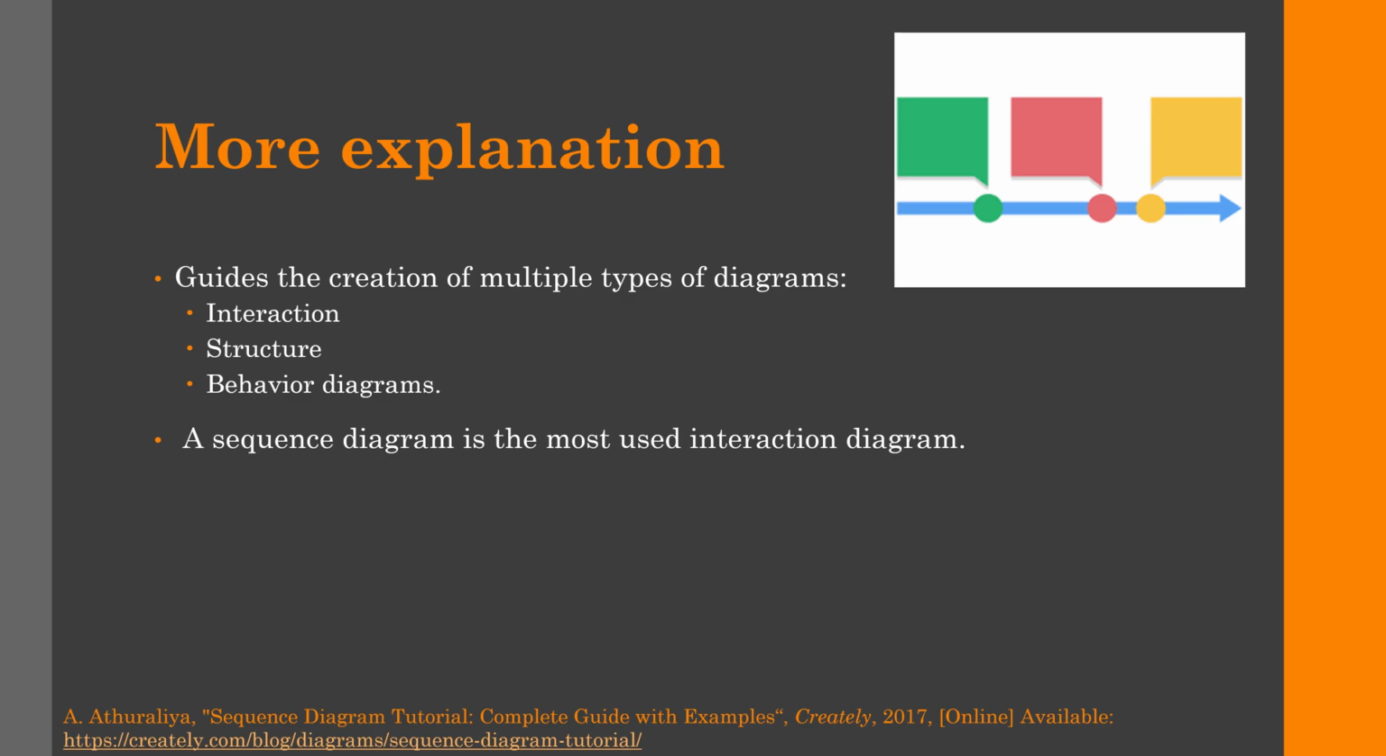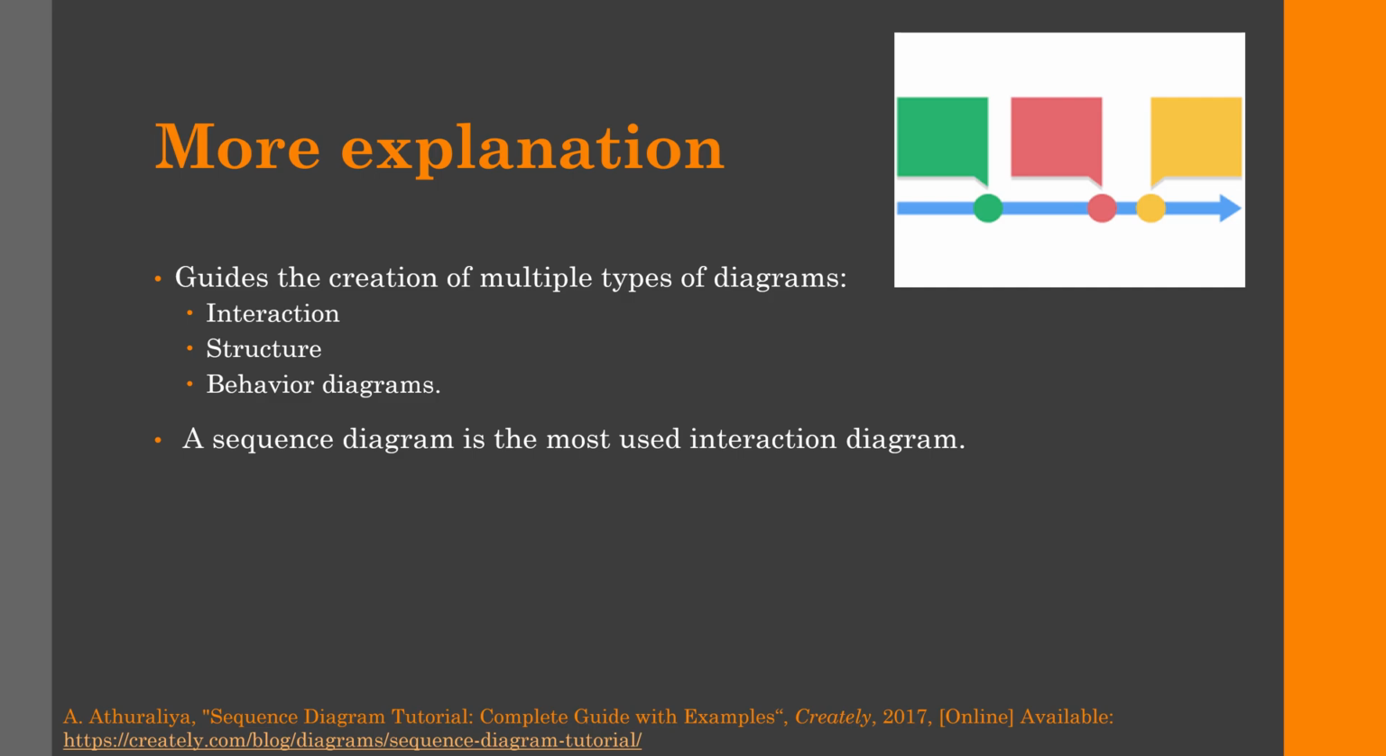So to continue, UML guides the creation of multiple types of diagrams such as interaction, structure, and behavior diagrams. A sequence diagram is the most widely used interaction diagram. And as we saw in the picture on the last slide, and as we'll see in the pictures to come, a sequence diagram is structured in such a way that it represents a timeline which begins at the top and descends gradually to mark the sequence of interactions.